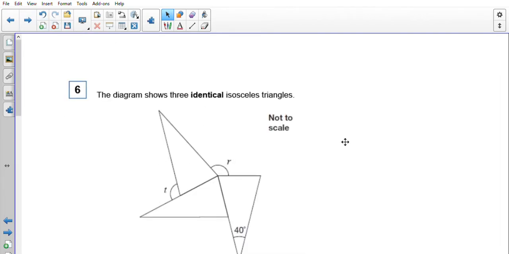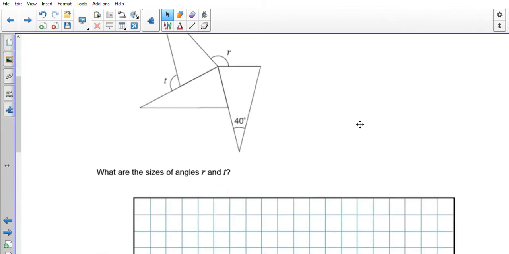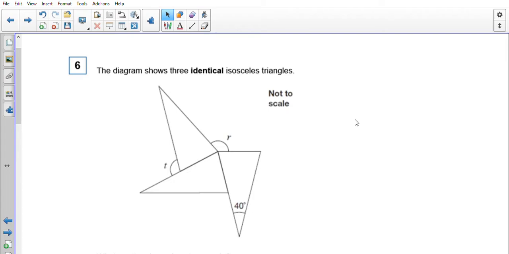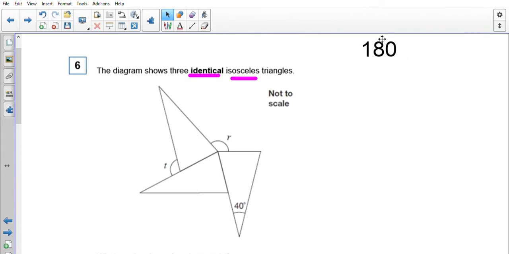Question number 6. The diagram shows 3 identical isosceles triangles. Okay, so key information here. Identical means they're all the same, means I can treat them the same, means if I work out a fact for one of them, it's the same for all of them. And isosceles triangles, that means that one angle at the top is going to be different from the other two. I know my internal angles of a triangle are going to be 180 degrees, so let's put that fact up here. I need that to help me out. Other things I'm going to need to know.